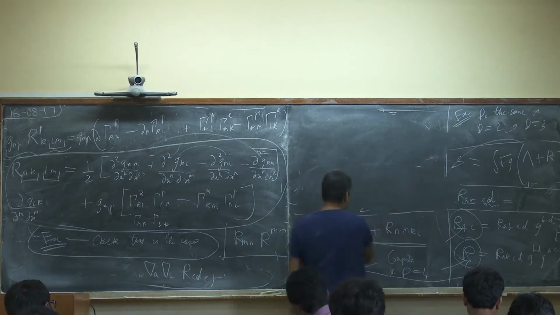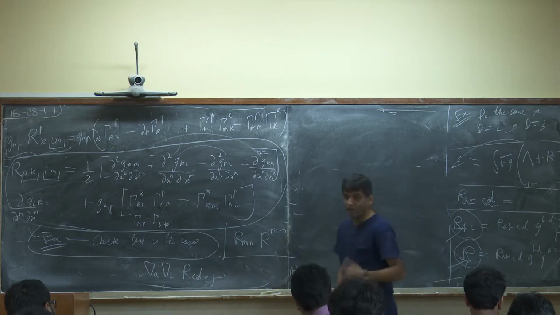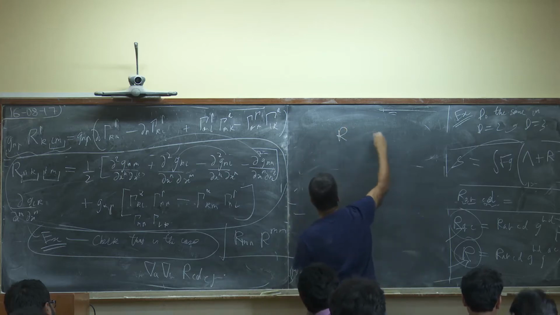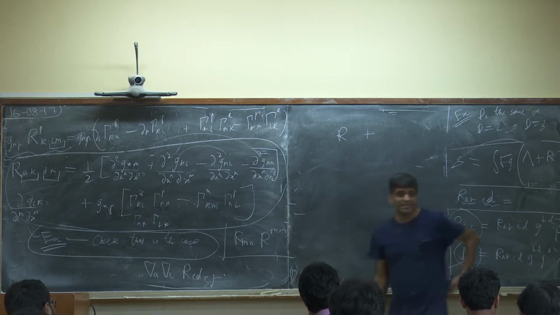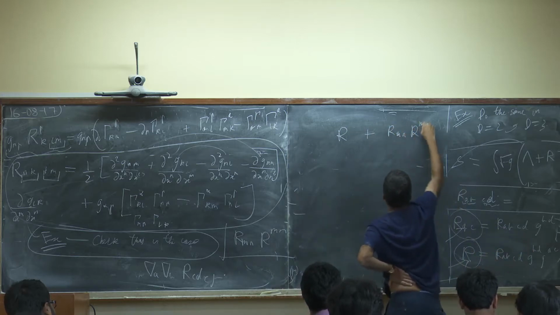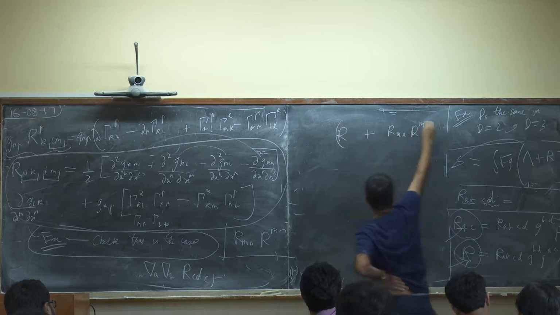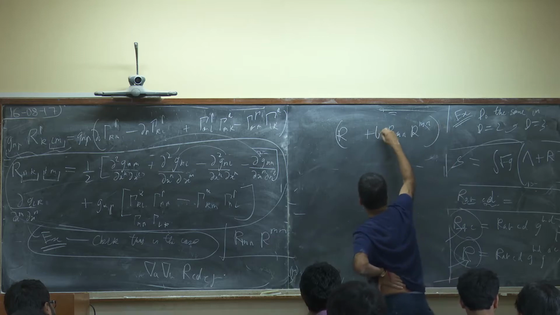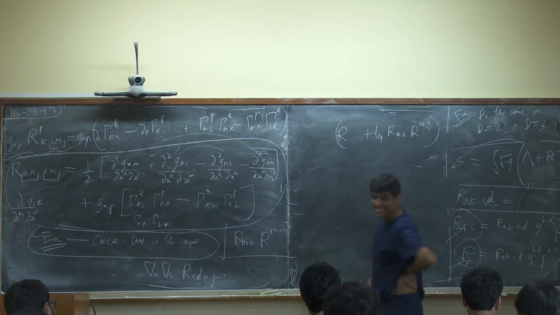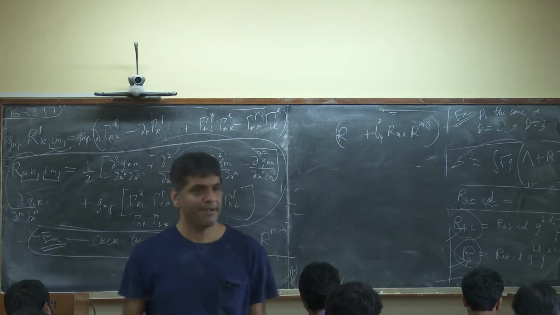let's look at the relative importance of this term. Suppose I look at the relative importance of R plus R squared, RMN, RMN. I'm not getting overall factors, just keeping relative factors. This will have to be LP, this length scale, to the power 2, because RMN, RMN has two more derivatives than R has.